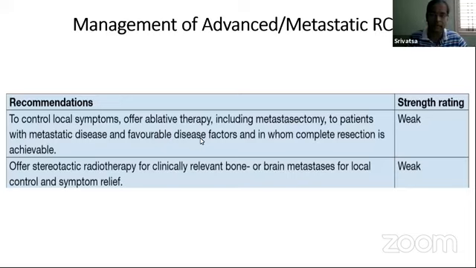So the highlight here is that we should not offer a cytoreductive nephrectomy to all patients like what we used to practice before, and we should now select our patients for cytoreductive nephrectomy. Offer stereotactic radiotherapy for clinically relevant bone or brain metastasis for local control and symptom relief.